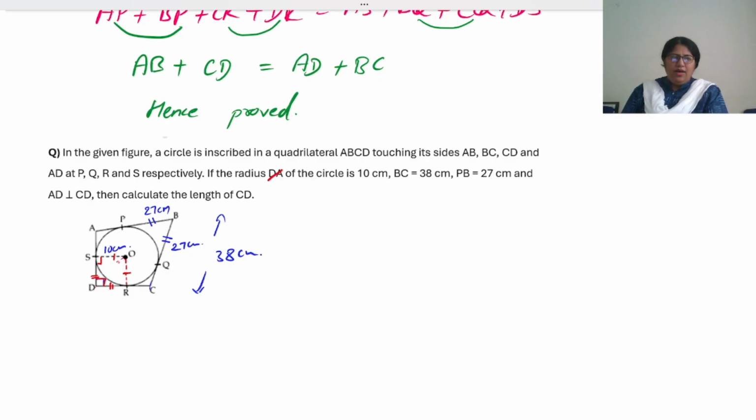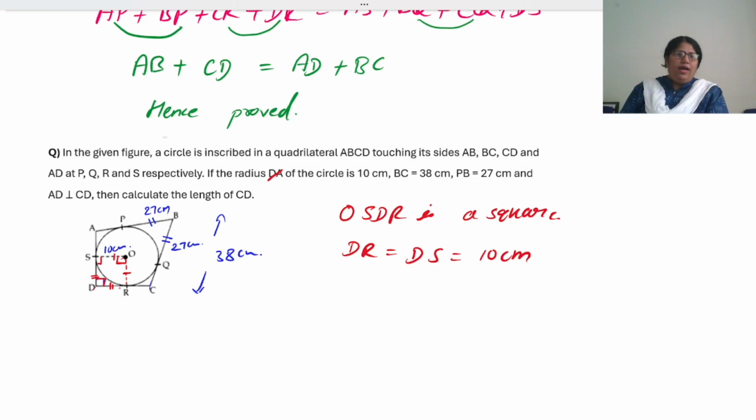You know that the opposite angles also sum up to 90 degree, right? Now each angle is 90 degree in a quadrilateral where adjacent sides are equal. So we can write down here OSDR is a square, right? So that means your DR is going to be equal to DS, which is going to be equal to 10 centimeter. Now, other than that, do I have the length of CD? We don't have the length of CD, but BC length is given as 38 centimeters. So this is your first part.